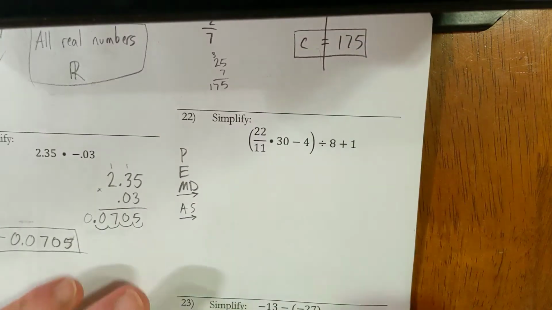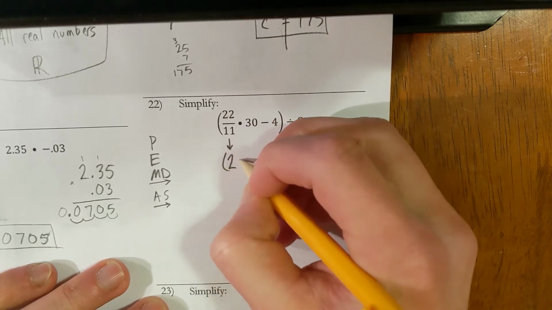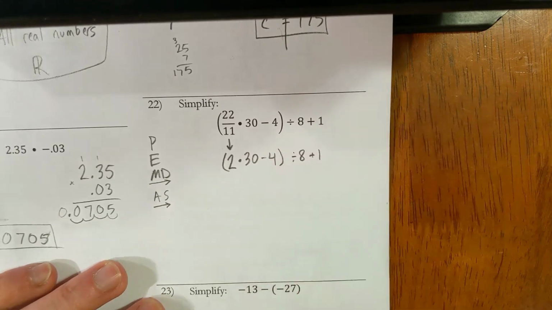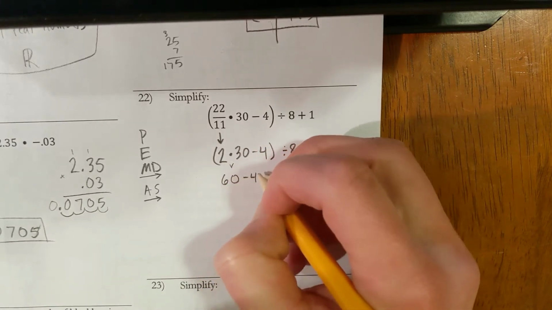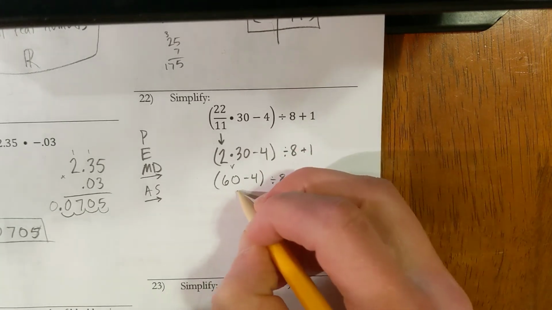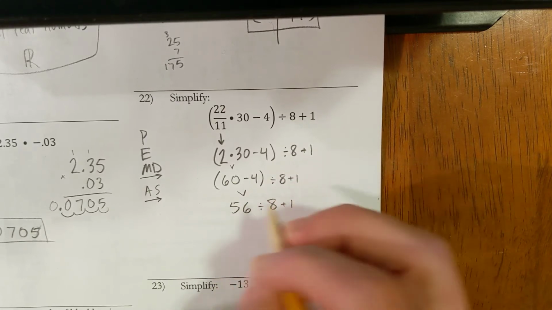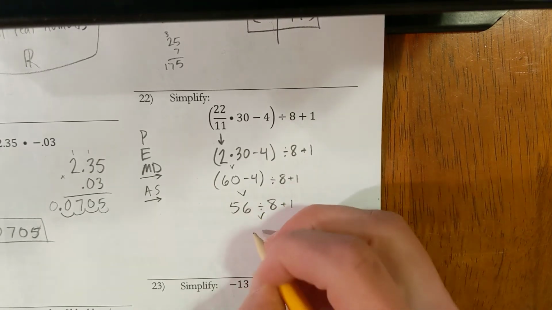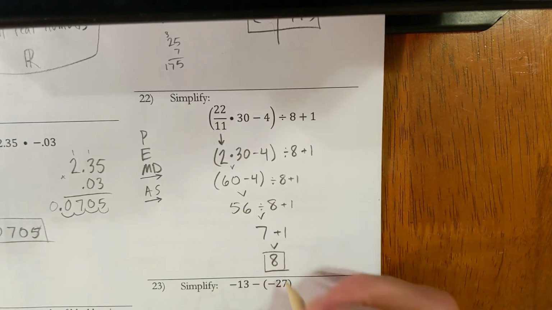So I see that the 22 divided by 11 comes first. So I'm going to do that first. 22 divided by 11 is 2. And times 30 minus 4, parentheses are still there. Okay, now I have multiplication, we'll do that. This is 60. Parentheses are still there until we have just one number. We can do our subtraction now, which is 56. Now we could lose our parentheses as the only thing left there is just a 56. Division comes before addition. And this would be 7. And finally, 7 plus 1 is 8. Okay, so that's our final answer there.